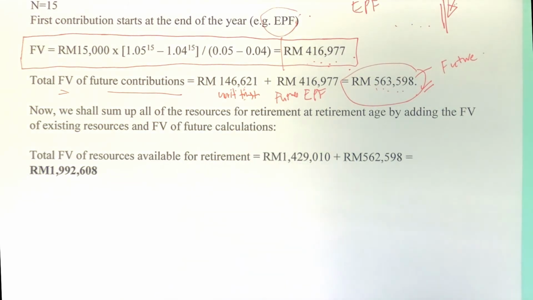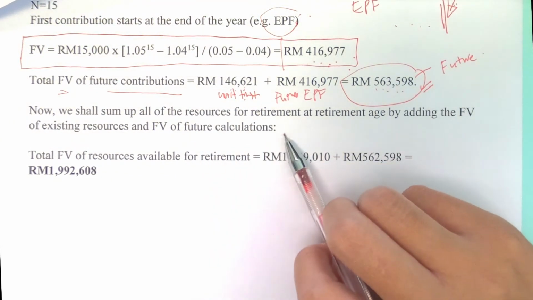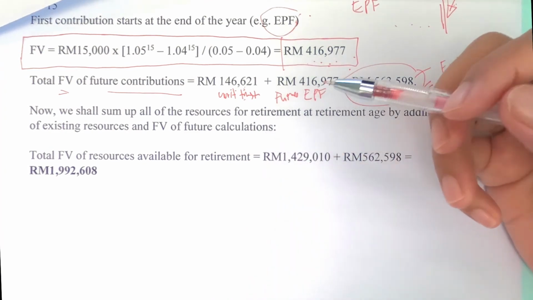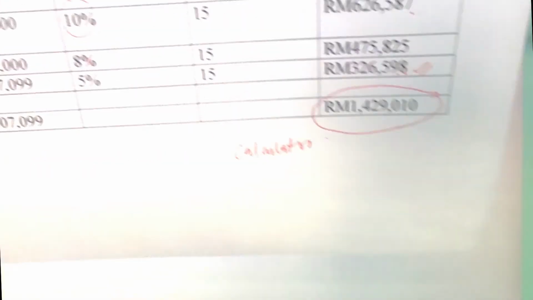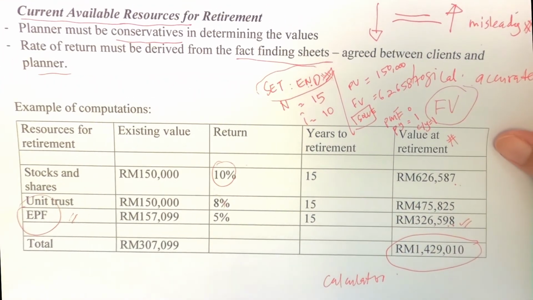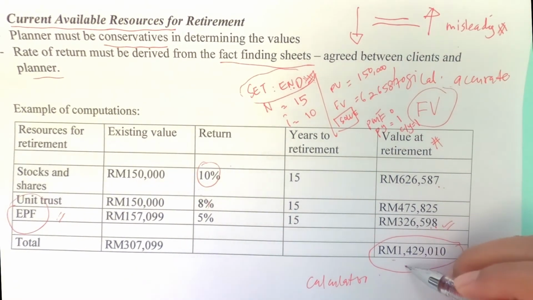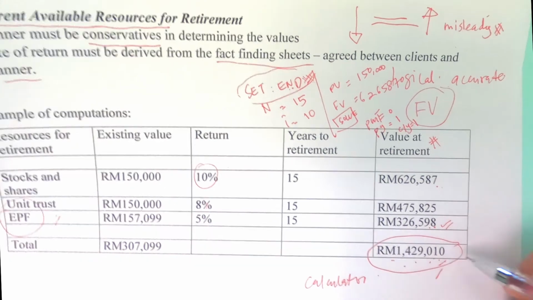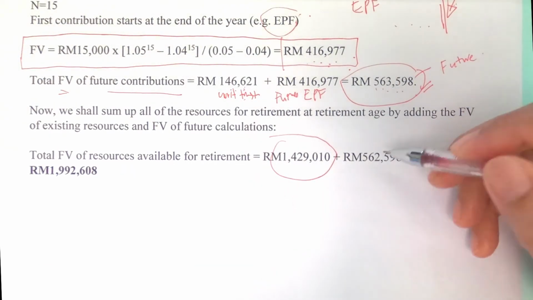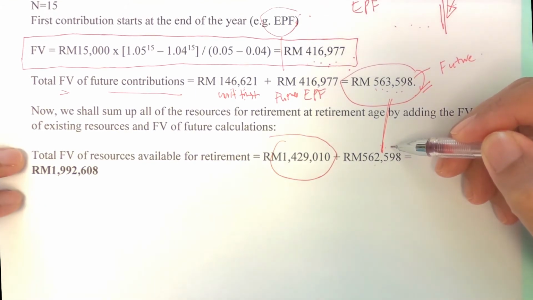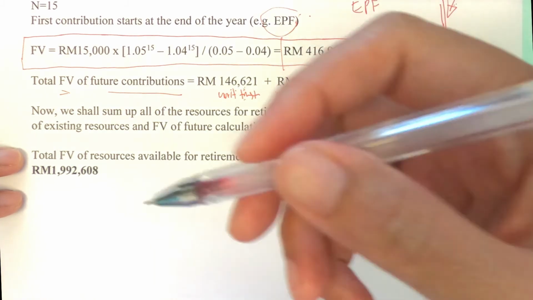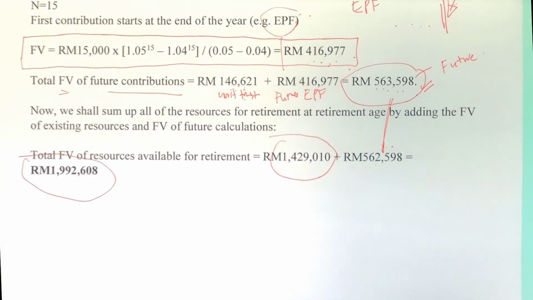So if we want to calculate the overall resources for retirement, the total resources that have been dedicated for the purpose of retirement, we have to add the current available resources for retirement here, that is 1,429,010. Add this value together with this future EPF and unit trust, and we get the future value of resources available at retirement, that is 1,992,608.